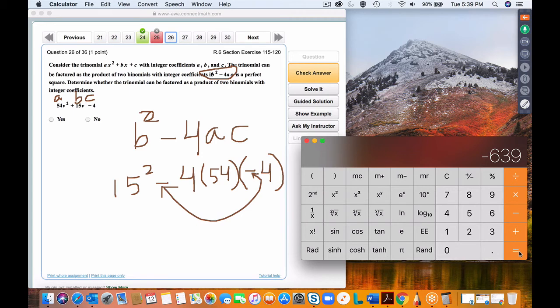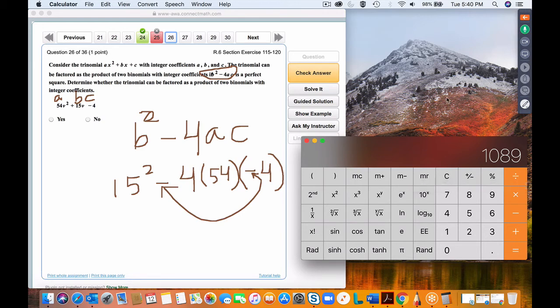Oops. Oh, I put minus, sorry. We don't have any minus. So 15 squared plus, open parenthesis, 4 times 54 times 4, close parenthesis, and equal. And then it gives me 1089.